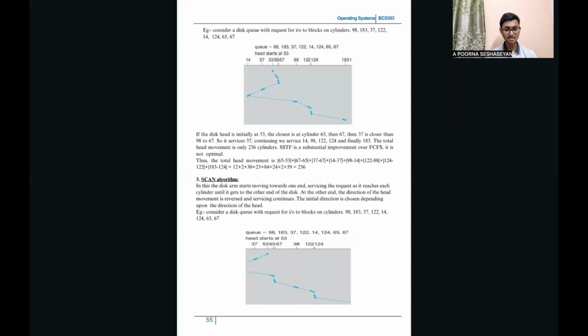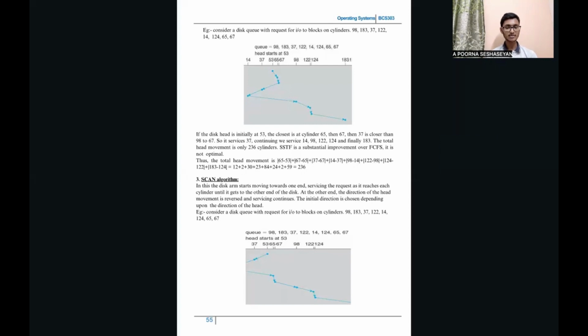Next disk scheduling algorithm is the SCAN algorithm. In this, the disk arm starts moving towards one end, servicing requests as it reaches each cylinder, until it gets to the other end of the disk. At the other end, the direction of head movement is reversed and servicing continues. The initial direction is chosen depending upon the direction of the head.